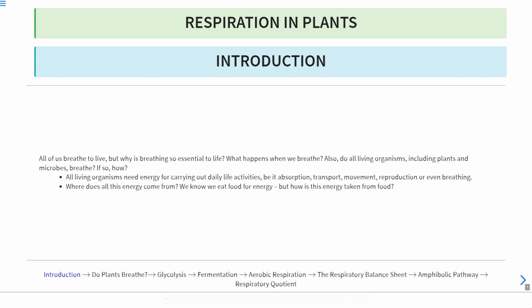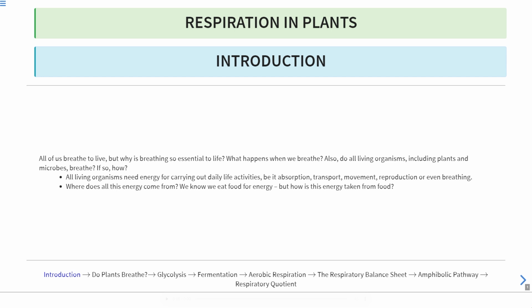So, all of us breathe to live, but why is breathing so essential to life? Everyone breathes, whether it is plants or animals, everyone breathes in and breathes out. But why is breathing so essential to life? What happens when we breathe? And also, do all living organisms, including plants and microbes, breathe? If so, how? These are some of the general questions that come to our mind when we study the topic of respiration, right?